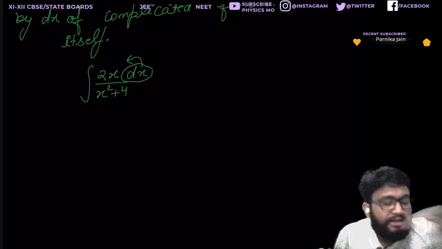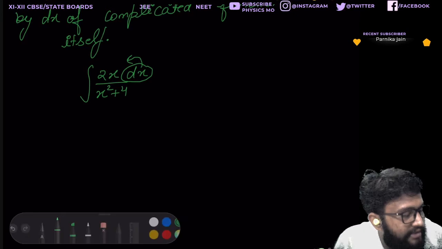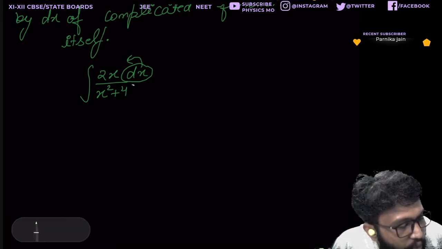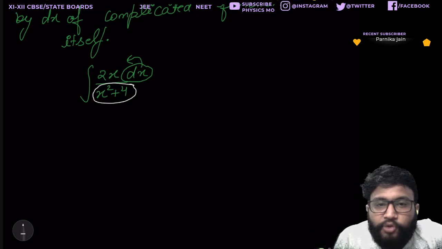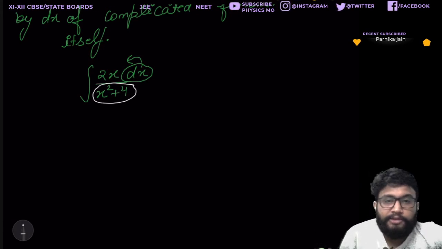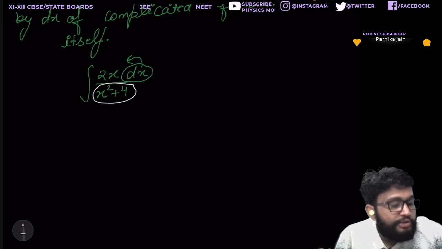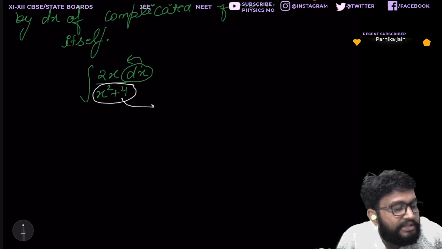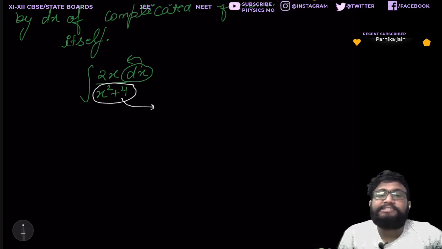For example, in this one, you have this x square plus 4. Like if you differentiate x square plus 4, you will get 2x only, because 4 is the constant and its differentiation is 0. So you have to look for such a function. आपको ऐसा कोई function ढूंढना है जिसका differentiation dx के साथ multiply में हो.